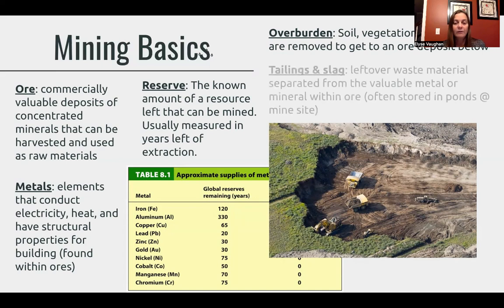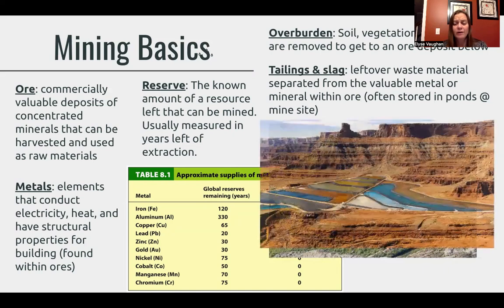And then our final term is tailings and slag. Tailings is the leftover waste that's been separated from the valuable metal. So it's those non-valuable rock components. But slag is a liquid mixture of waste products. So in this image, you see all these pools of brightly colored water. And slag is usually chemicals that are used to separate the valuable parts of the ore from the waste part of the rocks, and it's typically stored in pools on the mining site.